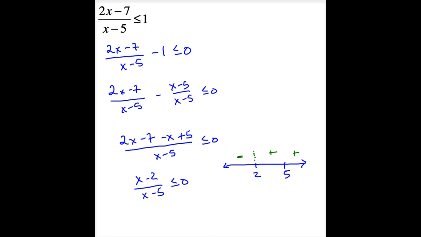Now the bottom function I'm going to do in red. This is negative when x is less than 5. And it's positive when x is greater than 5. So what we're asking for this is, when is this negative? And it'll be negative when one is positive and the other is negative. So this has to be between, I'm going to put a little circle here because it cannot equal 5. So the answer is between 2 and 5. We can include 2, we cannot include 5.